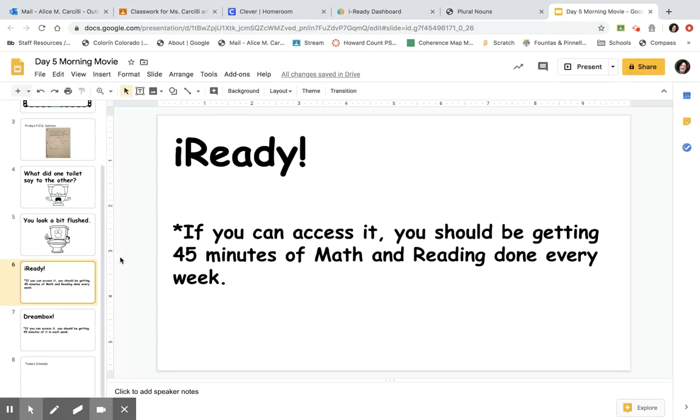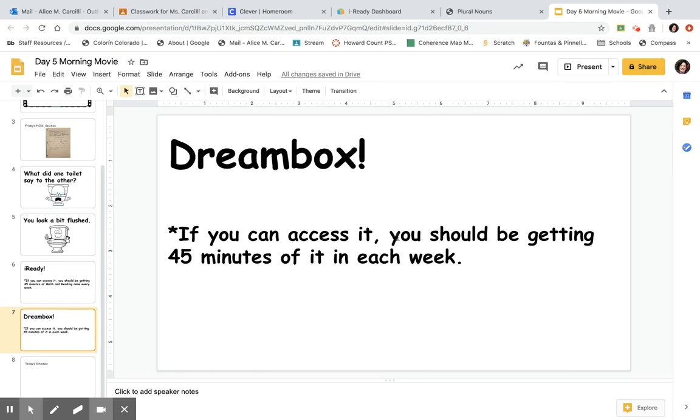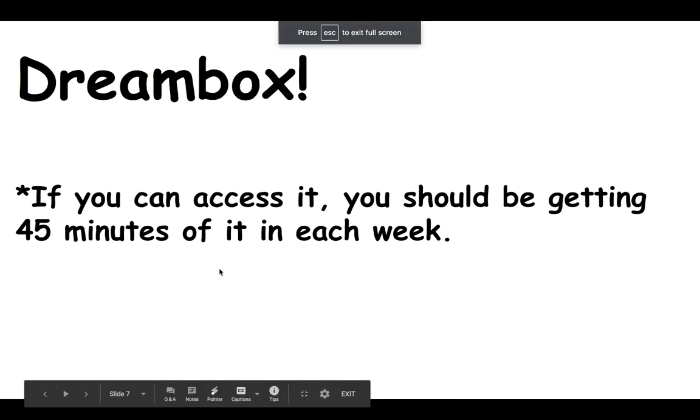Let's take a look here. Same thing with Dreambox. If you can access it, you should be getting 45 minutes of it in each week.